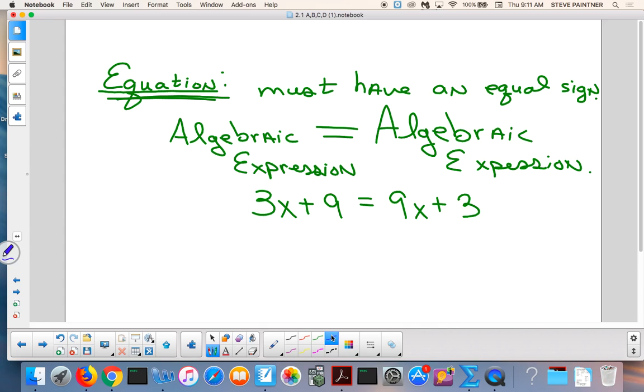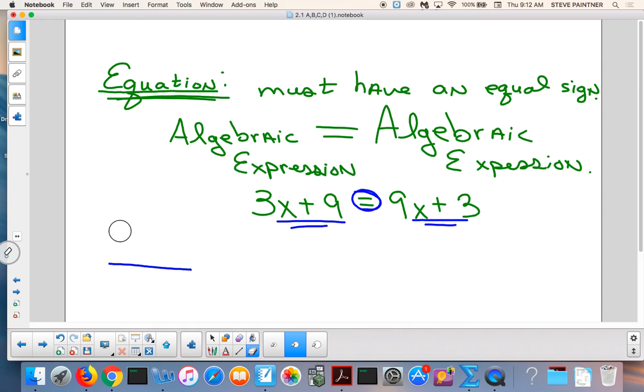It's got to have what? It's got to have an equal sign. And on the left, on the right, algebraic expressions, okay? All right. So x would equal 1. Don't try to solve it. He made that up. Okay. Oops, I don't mean to say solve. I meant to say finding a solution.